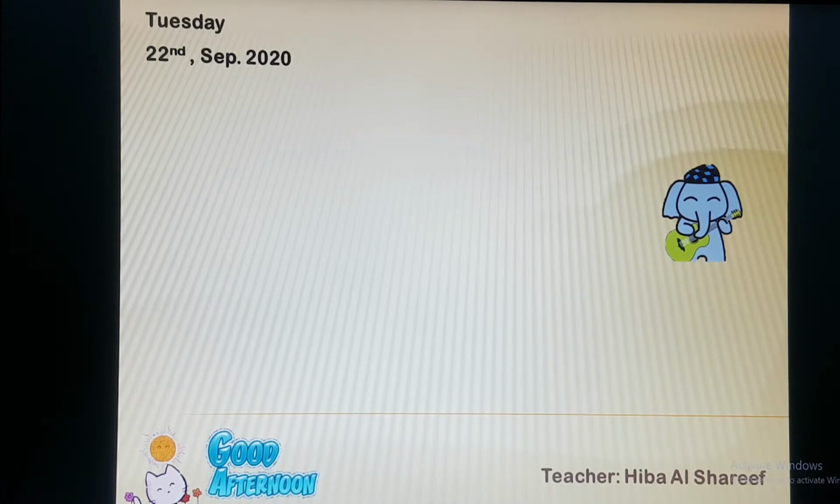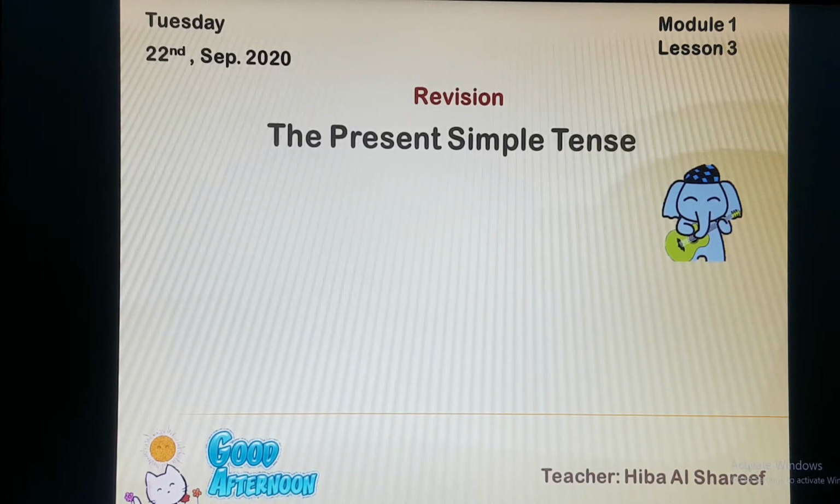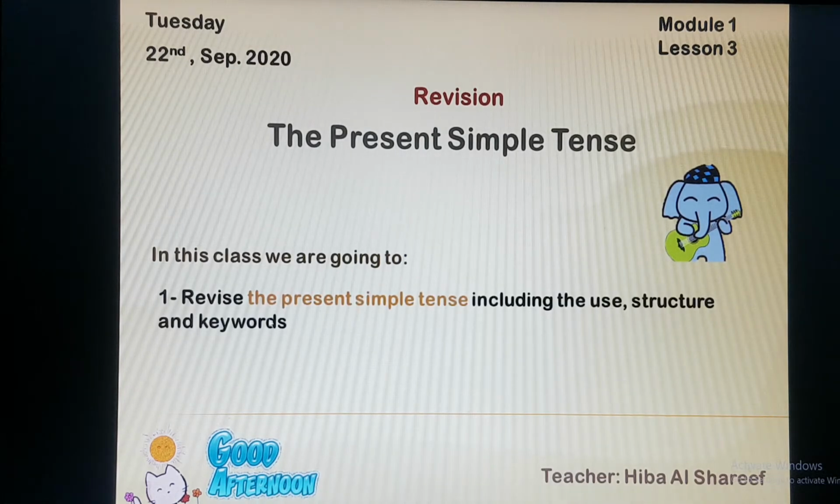Today we are going to take a revision of a skill that you took before. It's the present simple tense. But before starting our lesson, I want you to identify the lesson's outcomes, أهداف الحصة. In this class, we are going to: 1. Revise the present simple tense, including the use, structure, and keywords. 2. Use the present simple tense correctly.